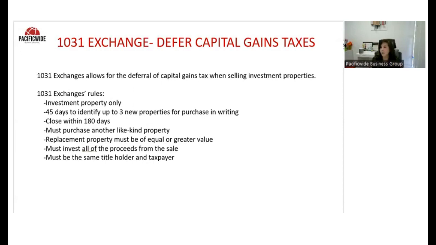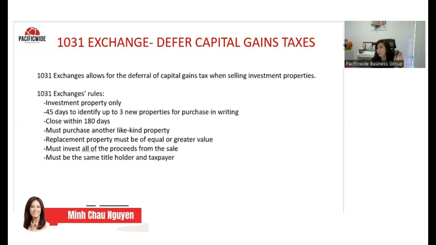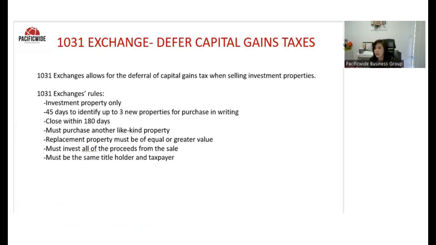For example, you and your husband sell the rental property and you purchase another duplex or fourplex. Your name and your husband's or spouse's name have to be on the new purchase, the fourplex. You cannot add anybody's name on it. Just you two. Whoever is on the title of the first property that you just sold has to go on the next one. So it has to be the same title, same people.